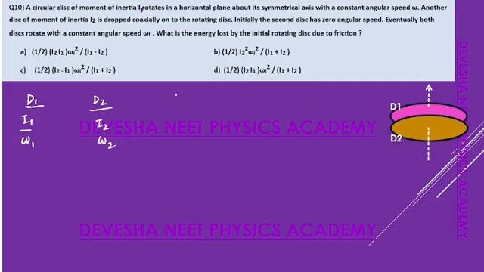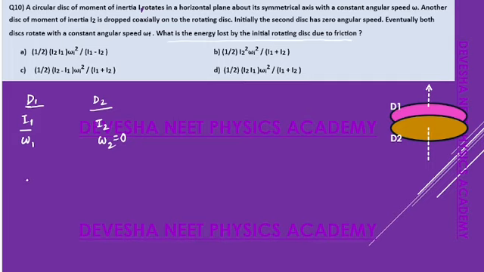Right? So now these two are combined, and this W2 is given to be 0. If these two are combined, we need to find out how much energy is lost by the initial rotating disk due to the friction.